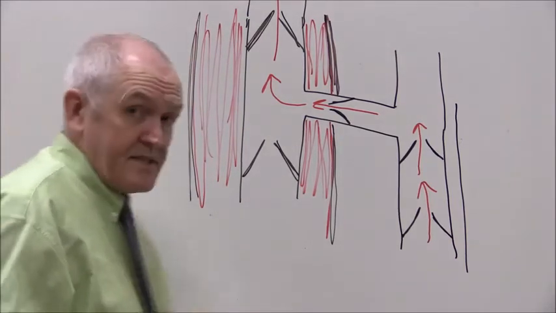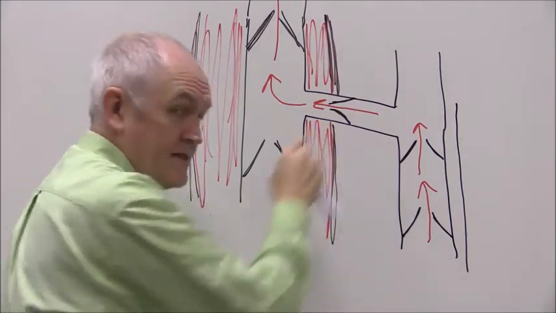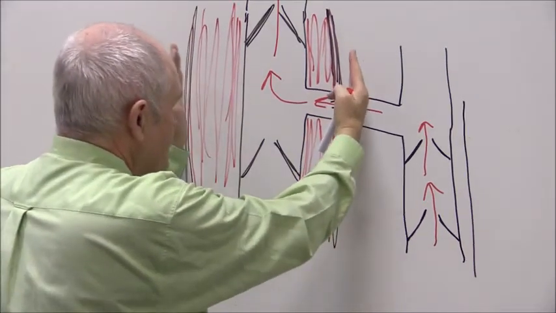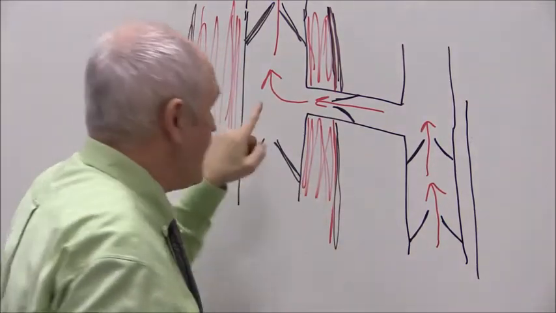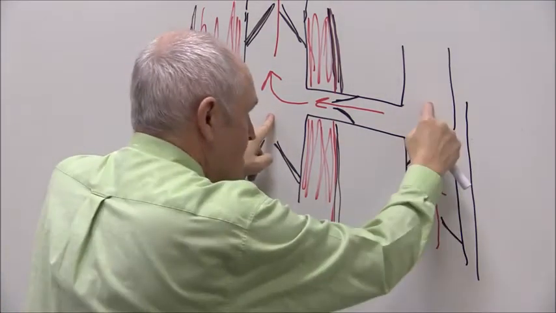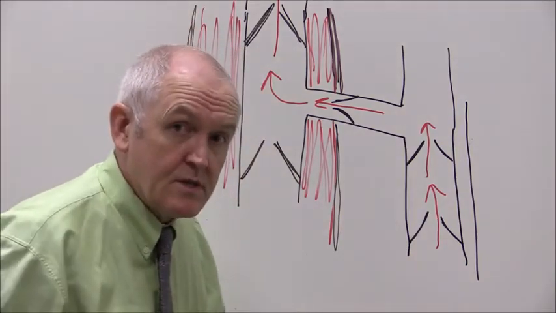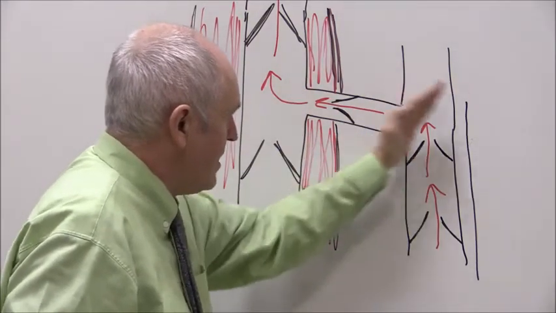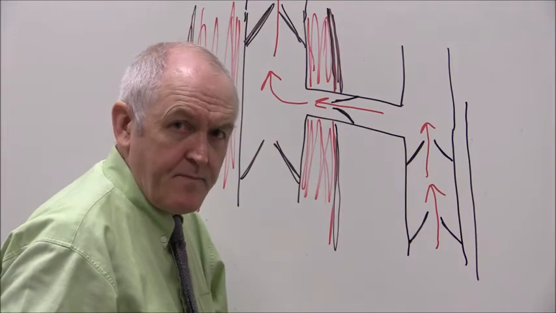Now, sometimes it's fair to say that these valves fail. That would be a pathological situation, but if these valves fail, can you see that when that muscle contracts, blood could be ejected from the high pressure deep veins to the superficial veins where the pressure is supposed to be low. So you could get regurgitation of high pressure blood into the superficial veins.